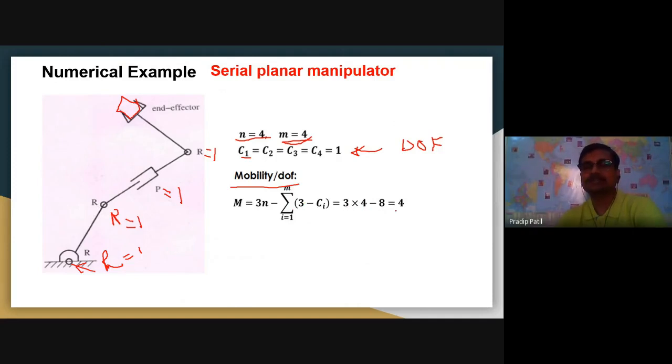So 12 minus 8 equal to 4. So it is 4 degrees of freedom. It can be very evident also by the number of joints. For example, 1, 2, 3, and 4. When there are 4 joints, or we can say 4 pairs, 4 connectivity, we can say it as 4 degrees of freedom.